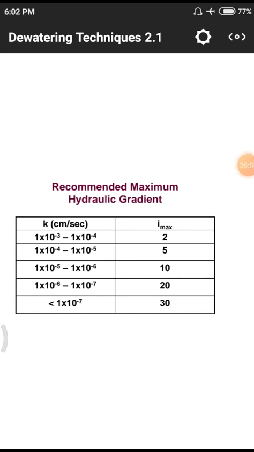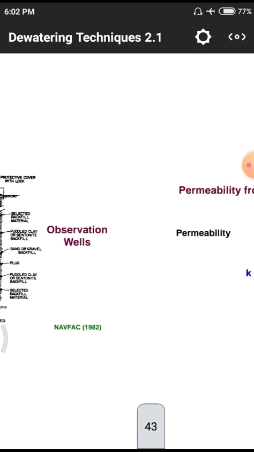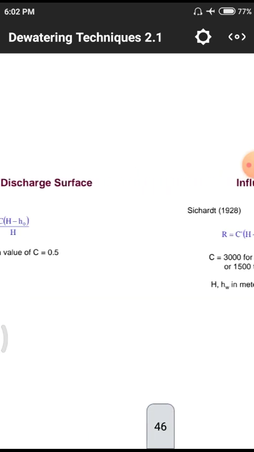This is the K value, that means the flow constant K in centimeter per second. For each second, how much water will flow through the particular soil itself. Those things we have. What are the maximum values? Field compaction tests, all those different tests we have.